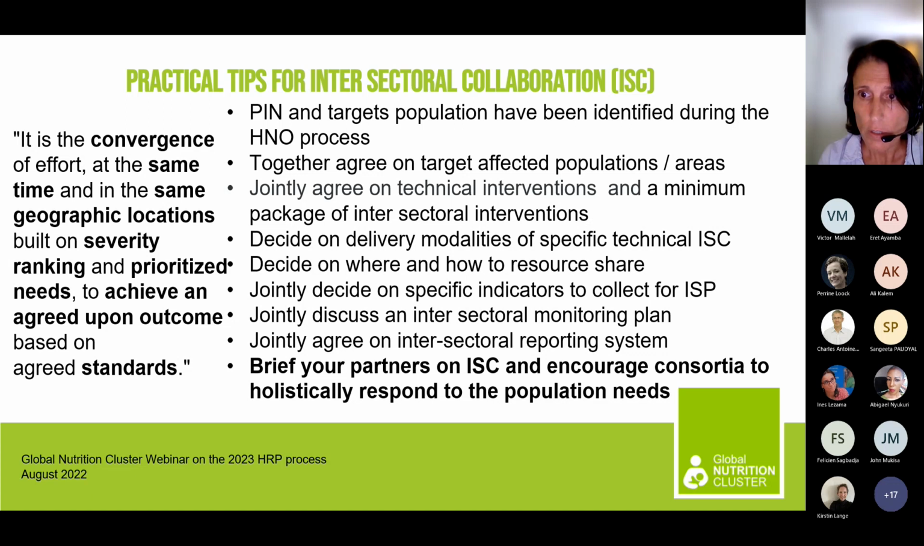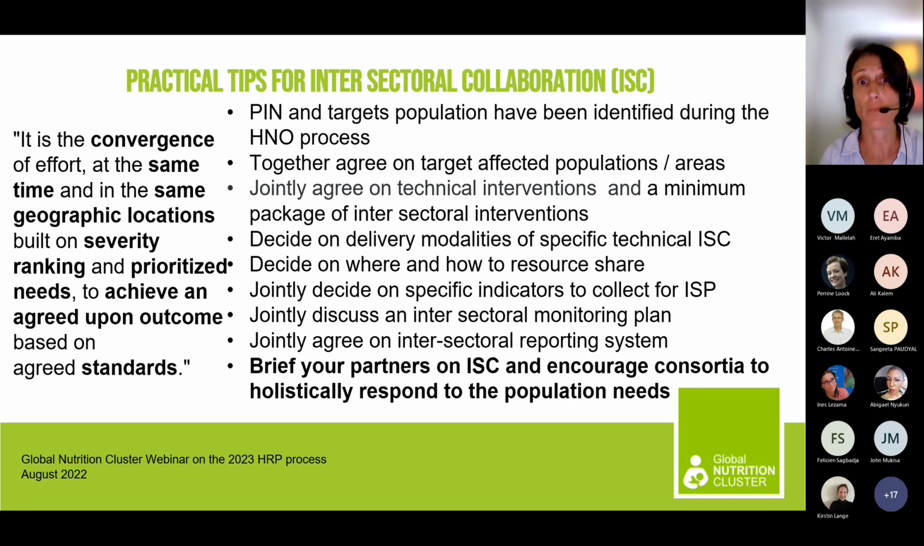So, just to give a bit more detail, it will be like identifying the target population. You have already, within your HNO process, identified the PIN number and the targets that you want to identify, meaning globally. But then with the sectors that you have decided to work with, when you agree, you will have another reflection moment where you will look more closely and together see where you have convergence of needs.